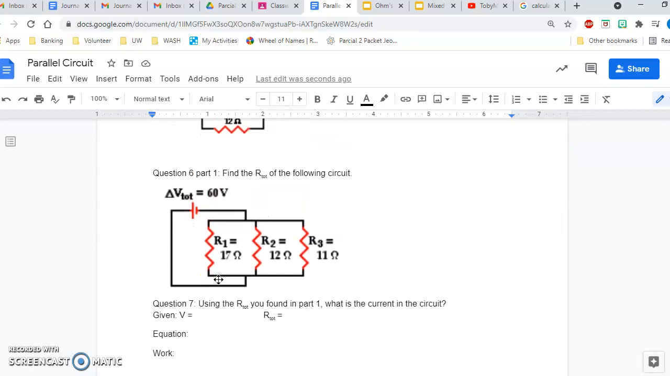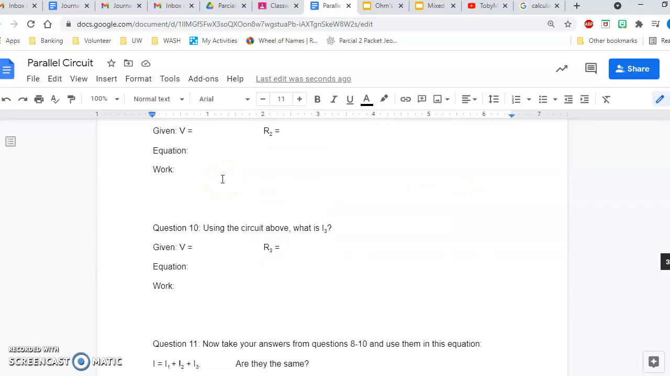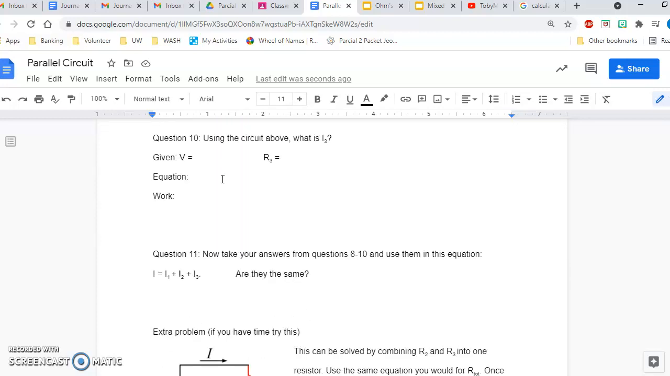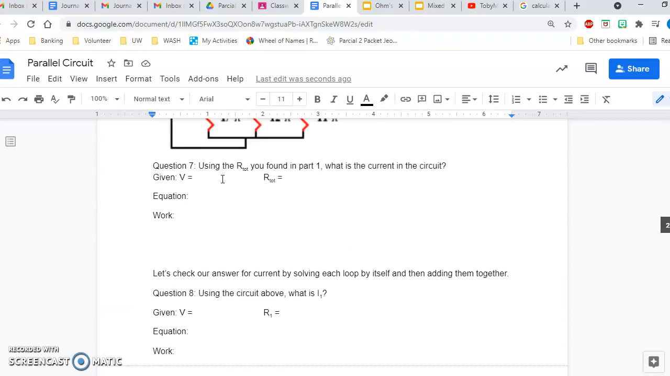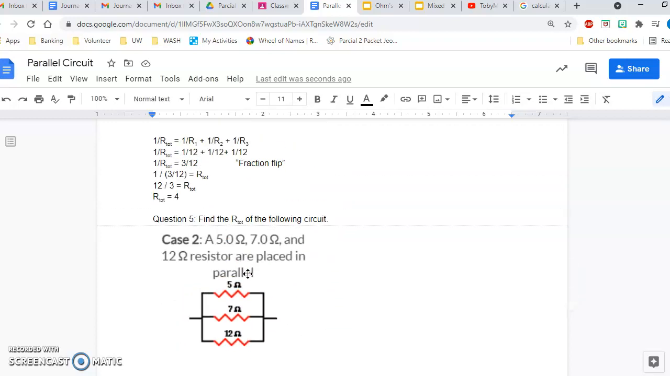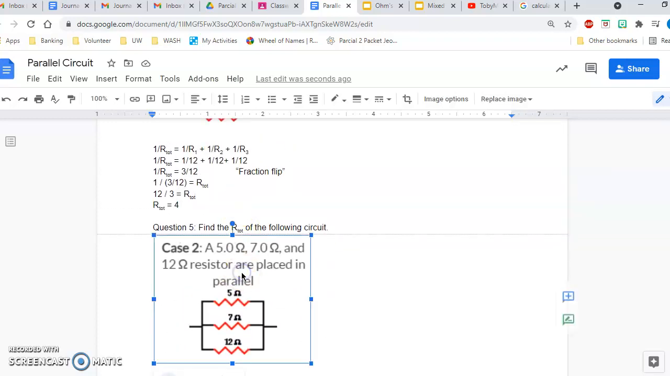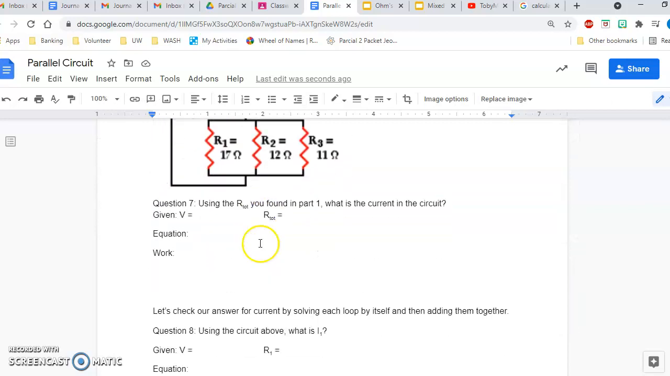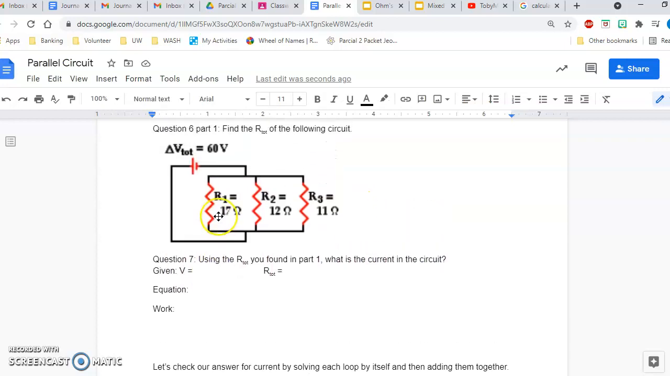So let me help you with this one. This is question 6. There's a couple parts to it. So I'm going to help you with the first part and getting you started. So we're going to use our total that we've been practicing, that we did here, and you guys will practice on question 5. And we're going to try to find the current in the circuit.